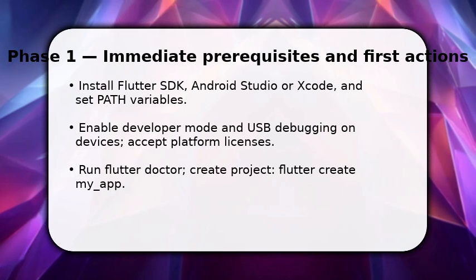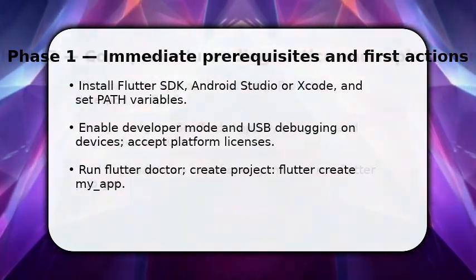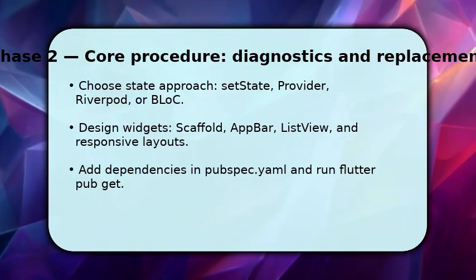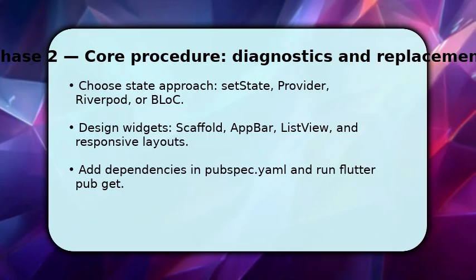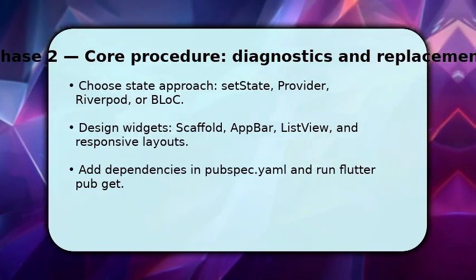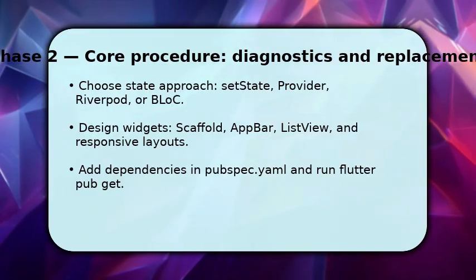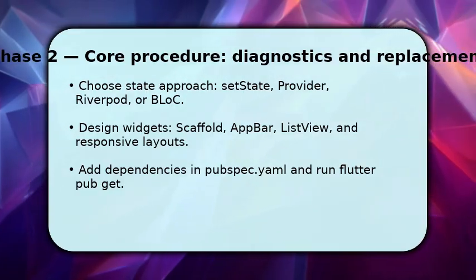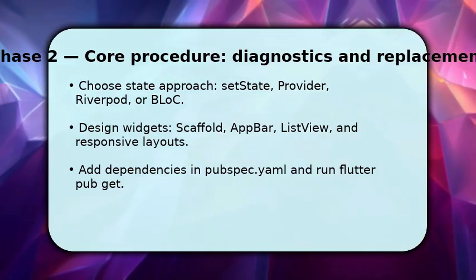You now implement the UI and pick state management. Decide between simple setState or Provider/Riverpod for scalability, and BLoC for complex streams. Create reusable widgets. Use Scaffold and AppBar for structure, ListView for lists, and MediaQuery or LayoutBuilder for responsiveness. Once widgets exist, update pubspec.yaml with packages and assets, then run flutter pub get.